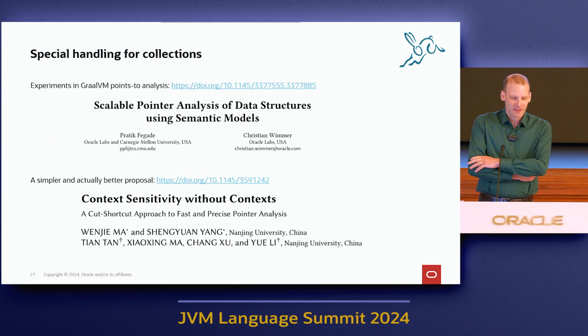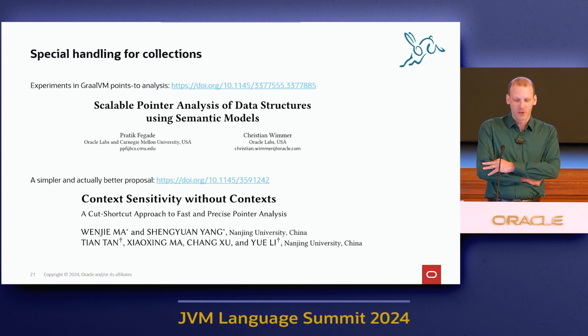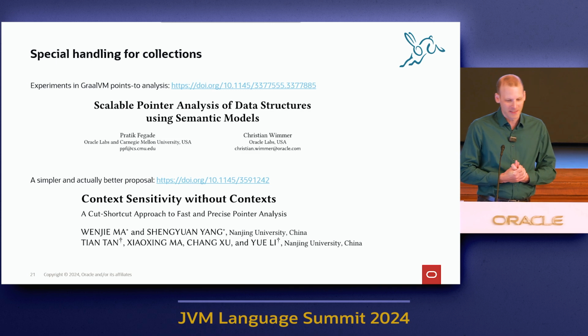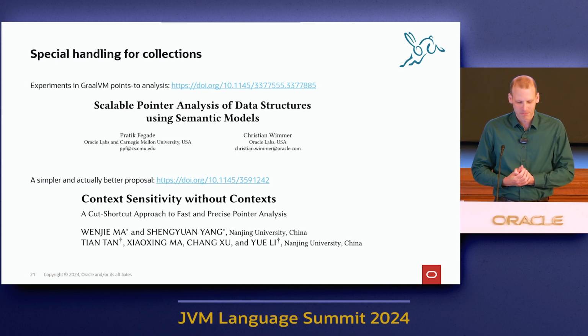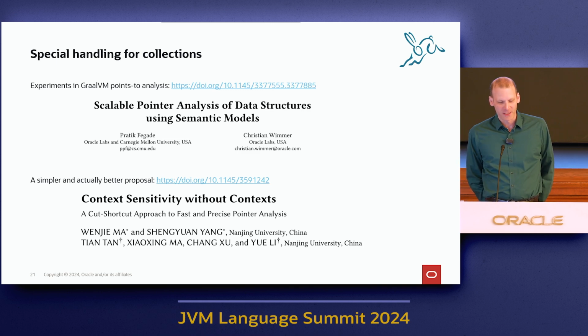To go into a little bit more detail on the second point, how to improve precision: the special handling for collections is actually a pretty well-researched topic by now. We had an intern years ago doing an approach called semantic models. I don't want to discourage you from reading our paper, but the second paper, published a few years ago, is an even better approach.